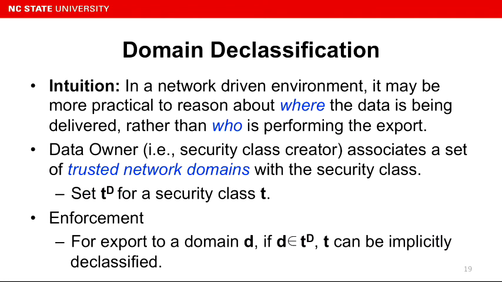Finally, I'll present the primitive domain declassification that we use for network declassification on Android. And the intuition behind this is very simple. So in Android's network-driven environment, it makes more sense to reason about where the data is going to be delivered rather than what client is performing the export. So what we really do is we allow data owners to reason about trust in terms of web domains on the network rather than applications on the device. And whenever data is to be exported to one of the domains trusted by the data owner, its security tag is simply declassified.